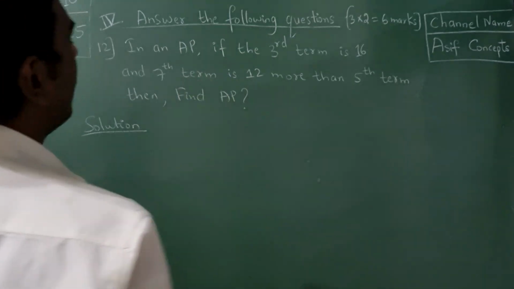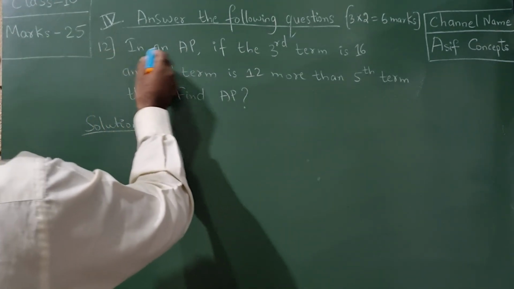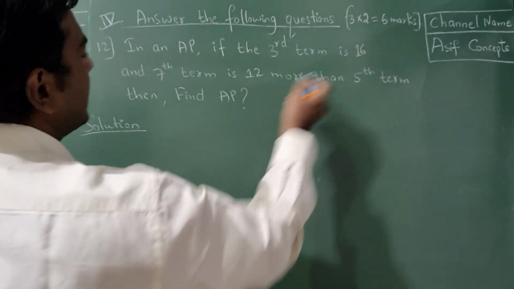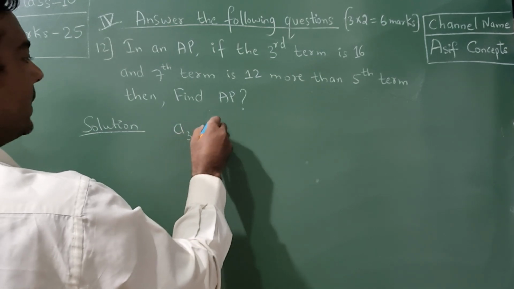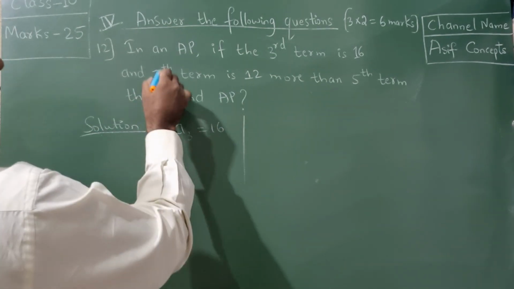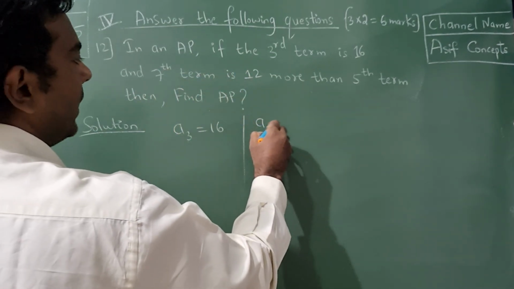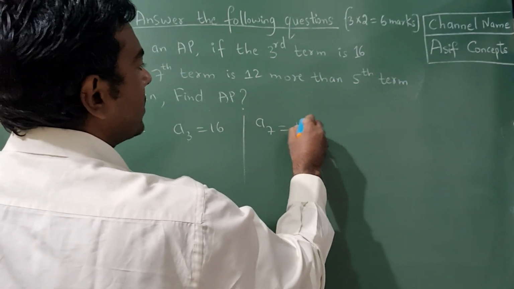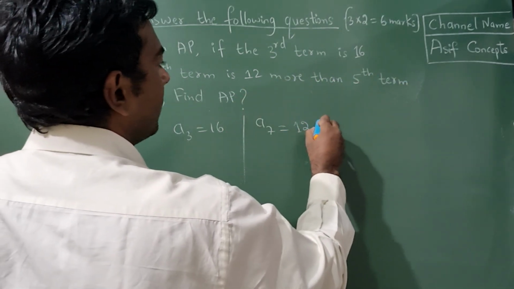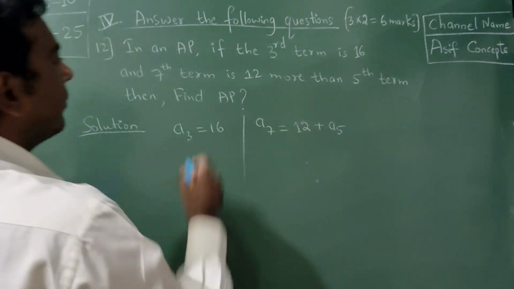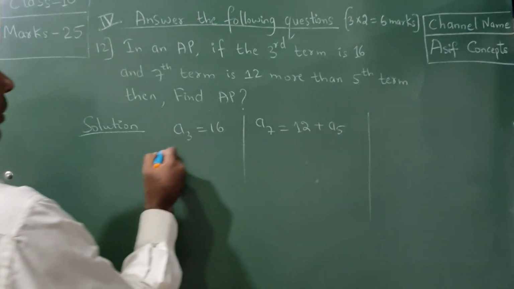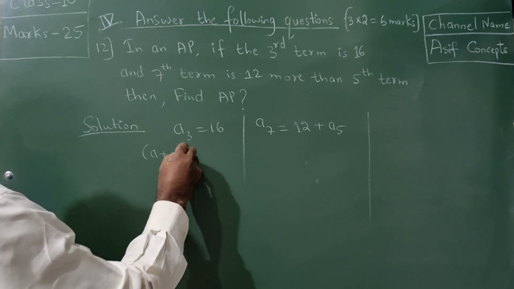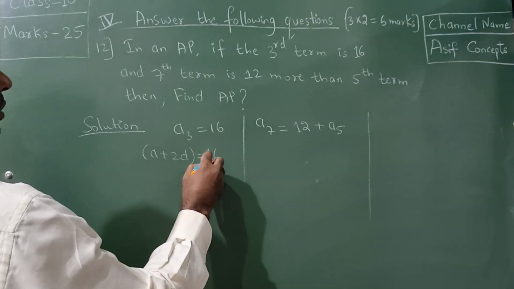Now this is a 3-mark question. Question number 12: in an AP, if the third term is 16, so A3 is equal to 16, and the 7th term, A7, is equal to 12 more than the 5th term, so it is 12 plus A5. Find the AP. Now A3 can be written as A plus 2D is equal to 16.